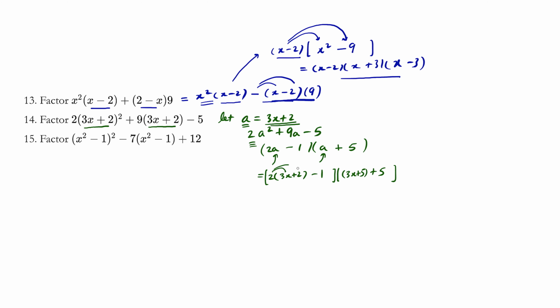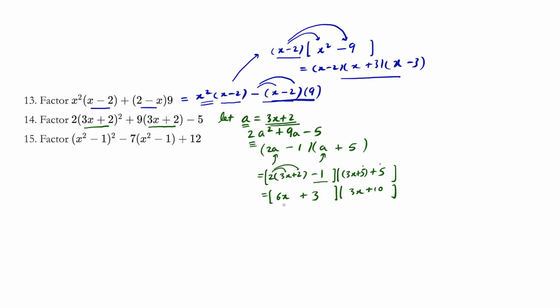We can use distribution here. 2 times 3x is 6x. And this is going to be 2 times 2 is 4. 4 minus 1 is positive 3. This is 3x. 5 plus 5 is positive 10.